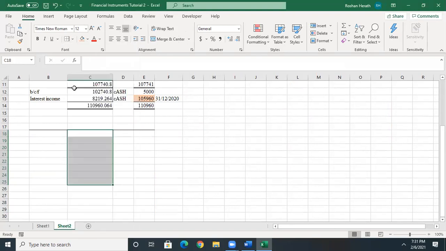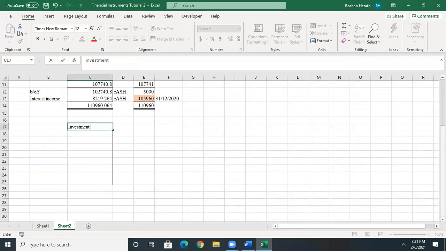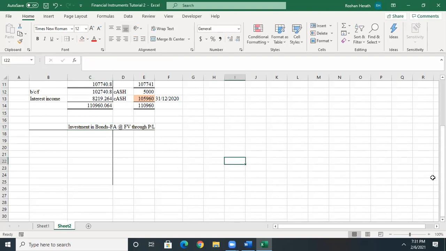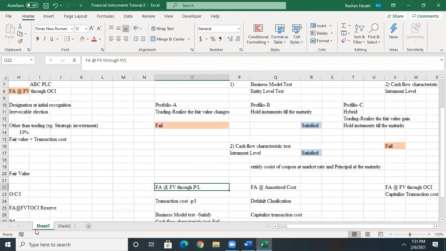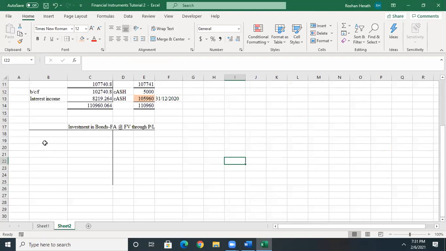So if it is a kind of investment as such, this is investment in bonds, right? It's investment in bonds. It's a financial asset at fair value through P&L. If that is the case, what we have agreed, initially we need to recognize them at fair value, no? Initially need to be recognized at fair value.